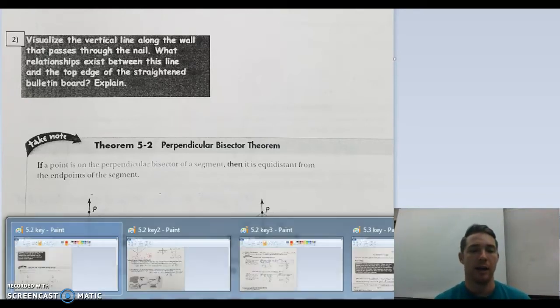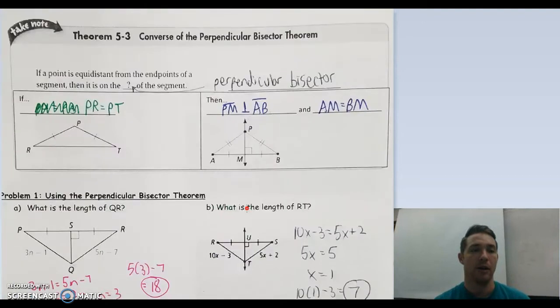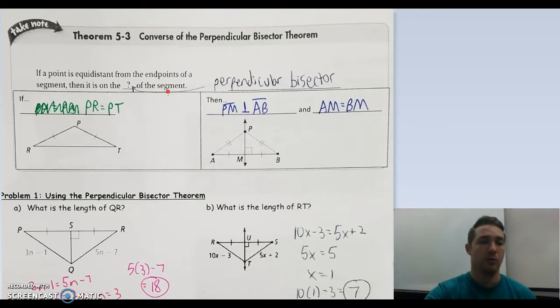If I look at that again, we can actually talk about the converse as well. So the converse, again, just means that we're flipping a statement. If a point is equidistant from the endpoints of the segment, then we also know it's on the perpendicular bisector of that segment. So I can take what we just saw and reverse that. We'll still have our rule apply.